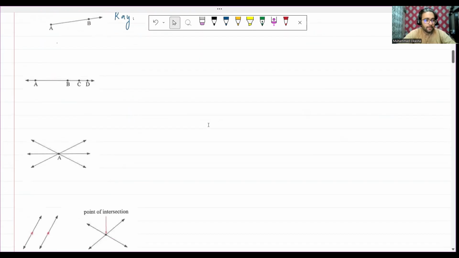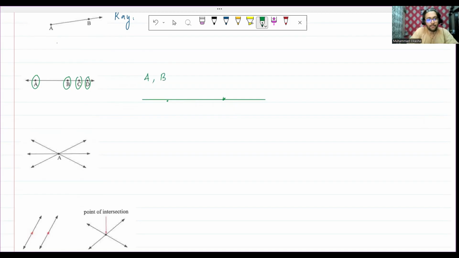The next we have is, you see these points: point A, point B, point C, point D. They all lie on the same line. So if I were to draw a few points and run a line through them, then they all would lie on the same line. Then I would say that these points A, B, C, and D are collinear points. This word is really important. Collinear points. When we say collinear points, we mean these are the points which share the same line.